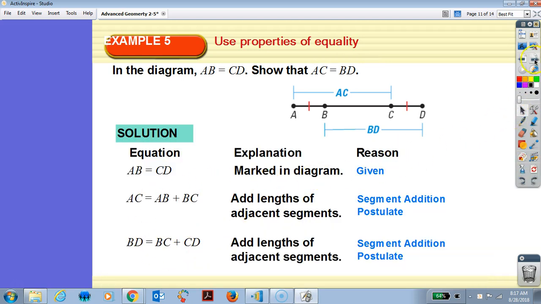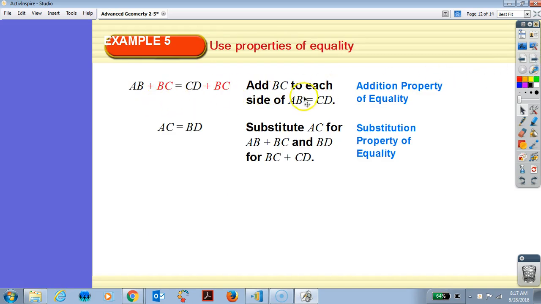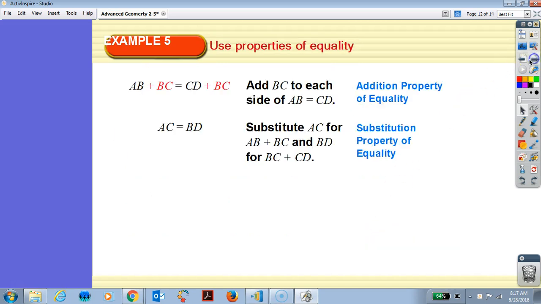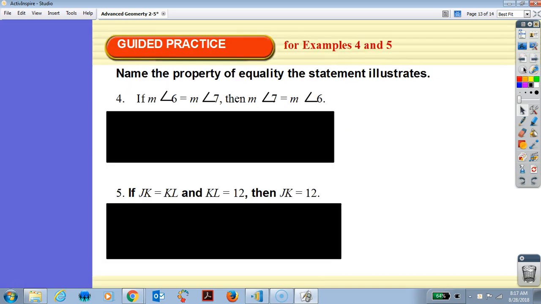So they added them, and then they did the substitution. They're calling it substitution. What did they do? They did addition, property of equality. Segment addition, segment addition. And then they said substitution, but they shouldn't have said substitution because they're subbing a whole side for a whole side. It's transitive. They're mixing up their properties.